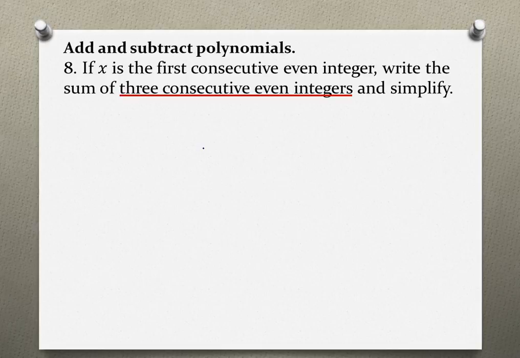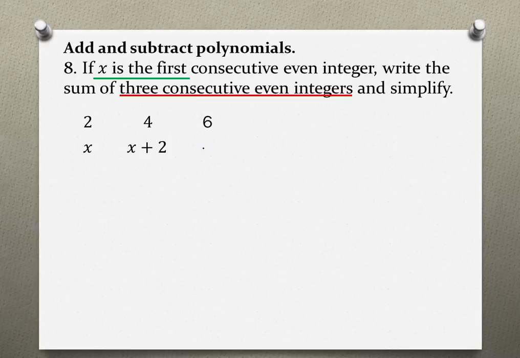Even numbers are 2, 4, 6, 8, and so forth. You're basically counting by 2. So 3 of these numbers, starting with the smallest, 2, we would have 2, 4, and 6. And remember, these are only examples to help us understand how to set up this problem. So let's assume that x is the first consecutive even integer. Then x should be 2.